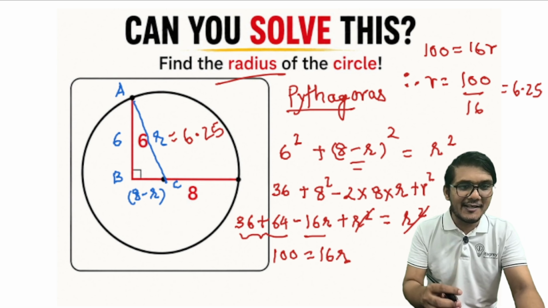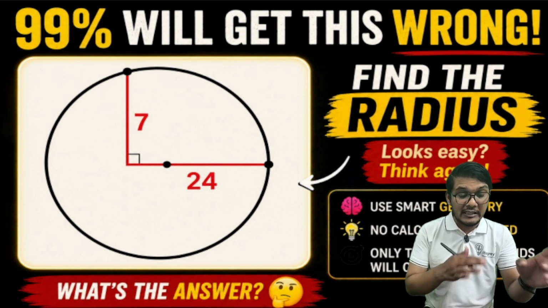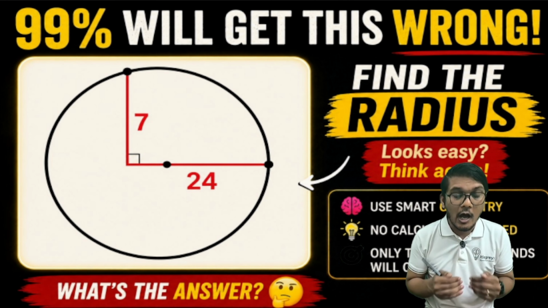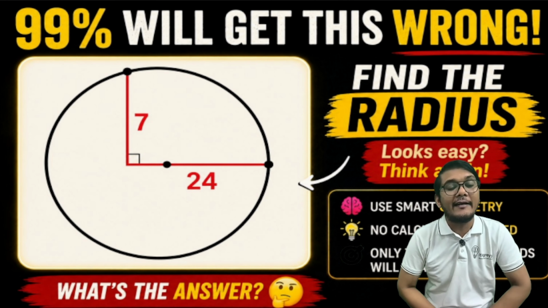Now a single line made you answer the entire question here. So can you now apply the same logic and draw that single line and find out the radius in this particular scenario? Trust me, even after solving with me, you will still find it quite difficult.